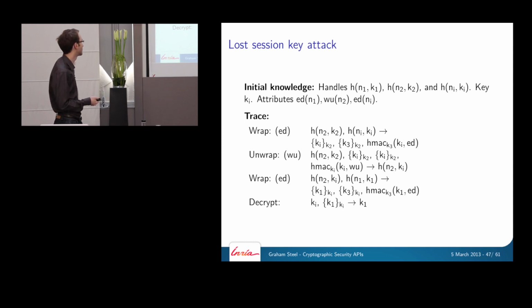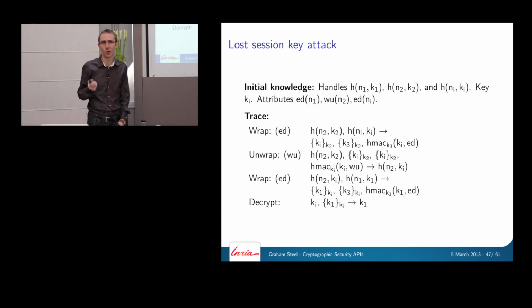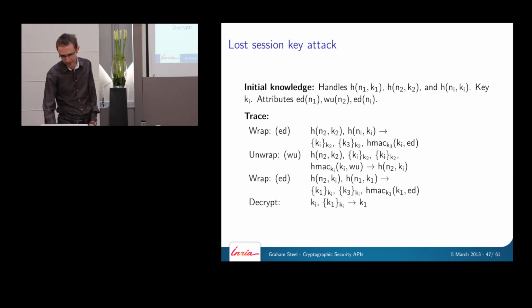key. And of course that's bad news because now I can use that handle to wrap any other key on the device, and since I know the value of KI, I'm able to decrypt that and get that in the clear. So I'm able to get hold of the rest of the keys which are on the device. So that's quite nice. There are various ways you can fix this, by the way.